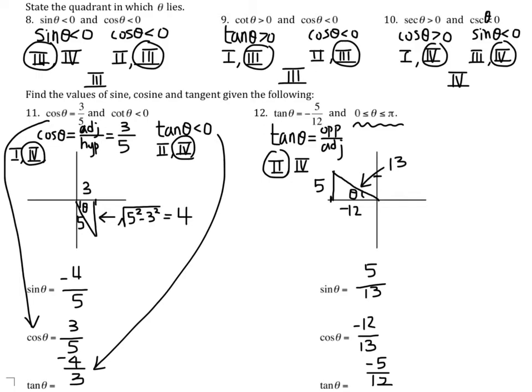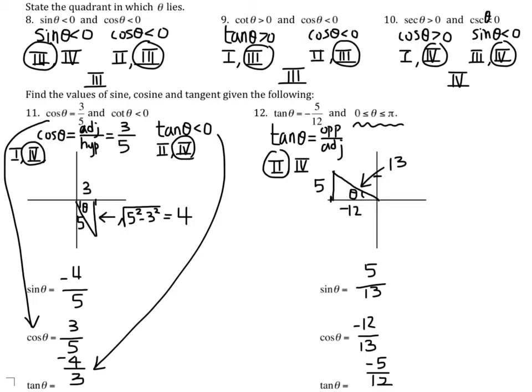Number 12. Tangent theta equals a negative number. So that means tangent is less than 0. Where will you find the angle that has a tangent less than 0? It's going to be in the second or the fourth quadrant. And in the next condition, your theta would be between 0 and pi. So that means only the first and the second quadrants. So which one satisfies both of them? Obviously, you can only have angles in the second quadrant.